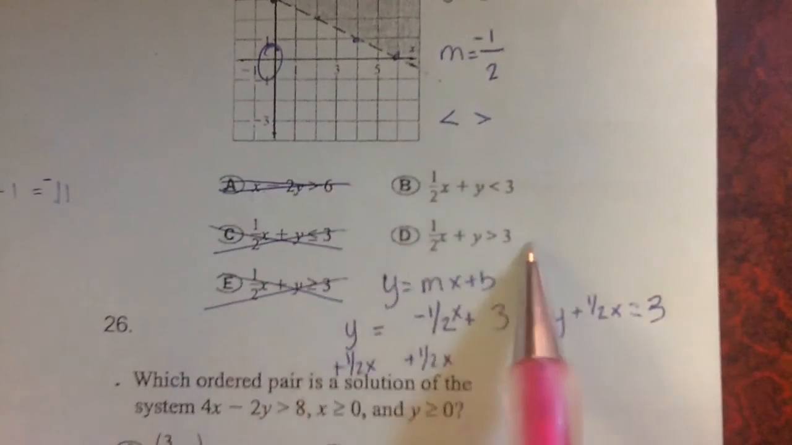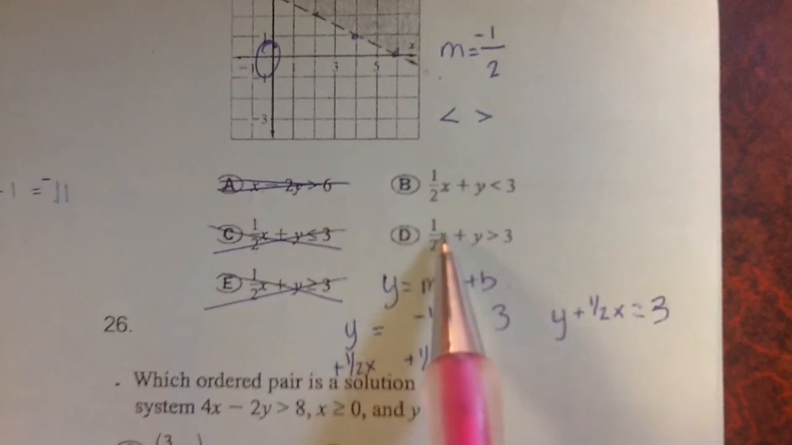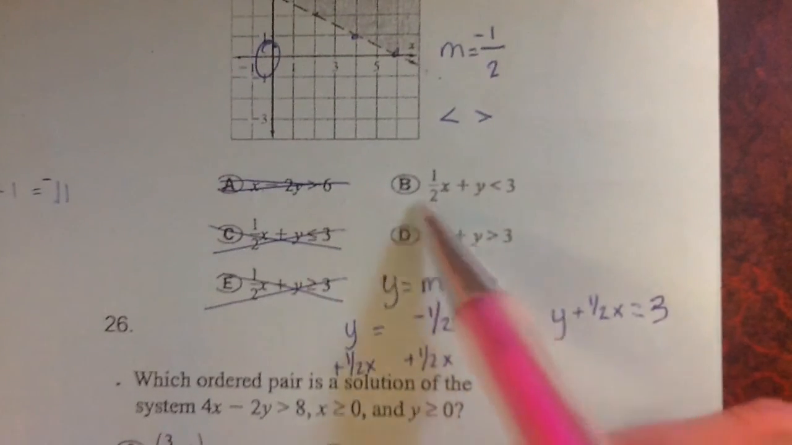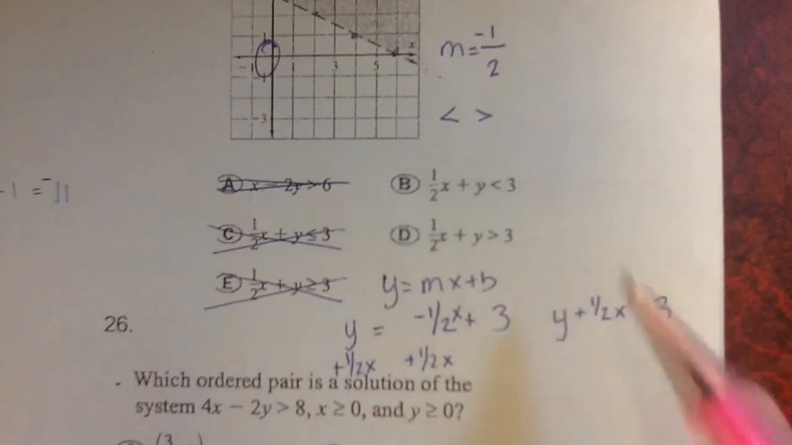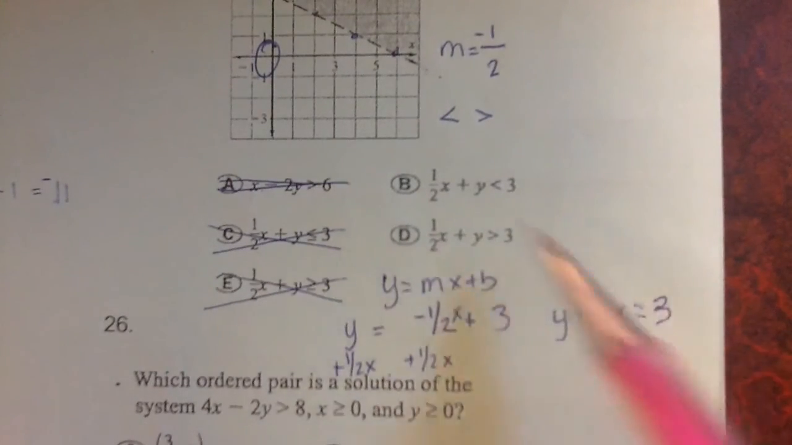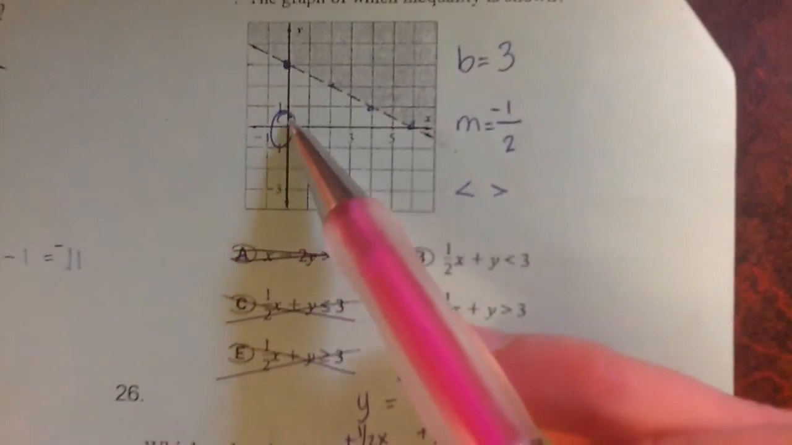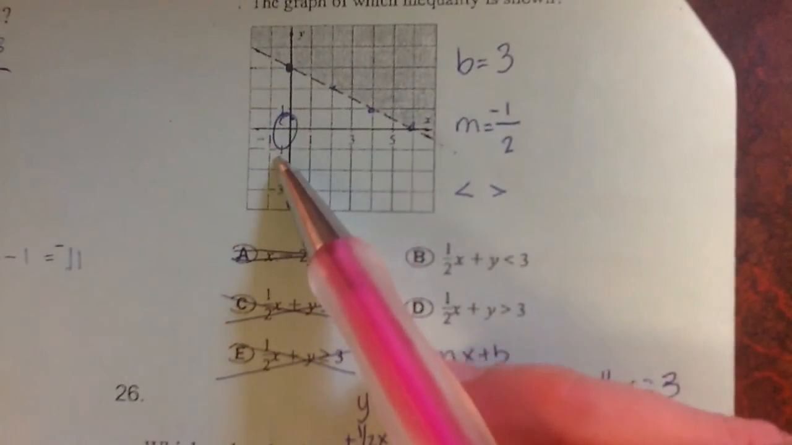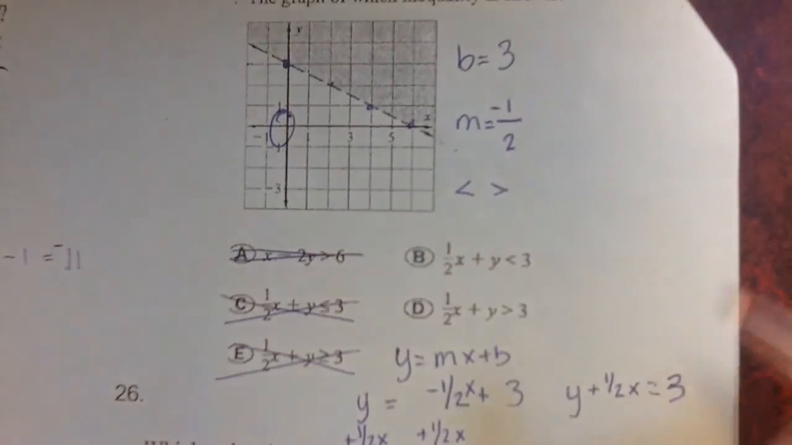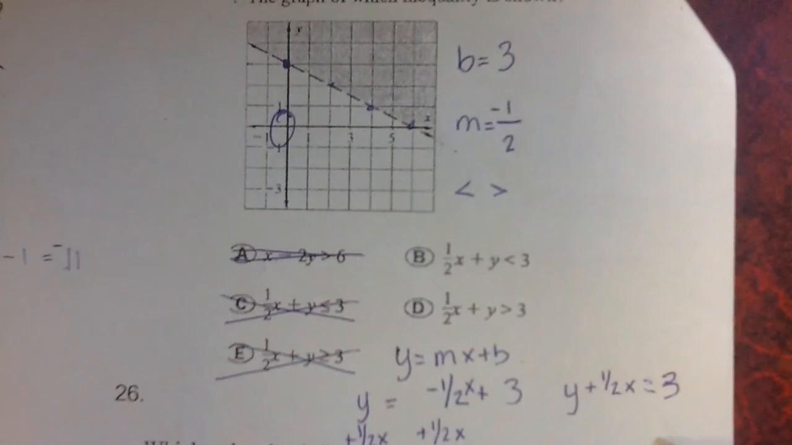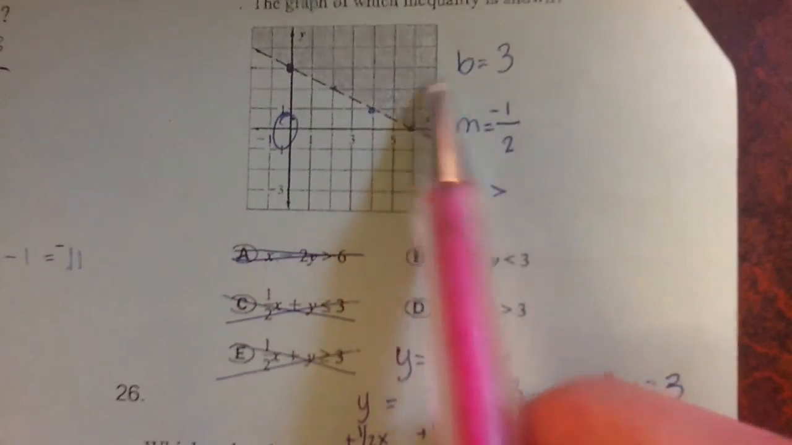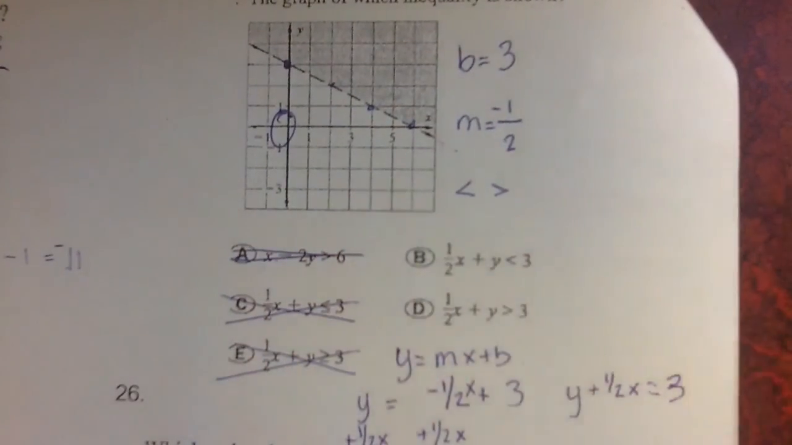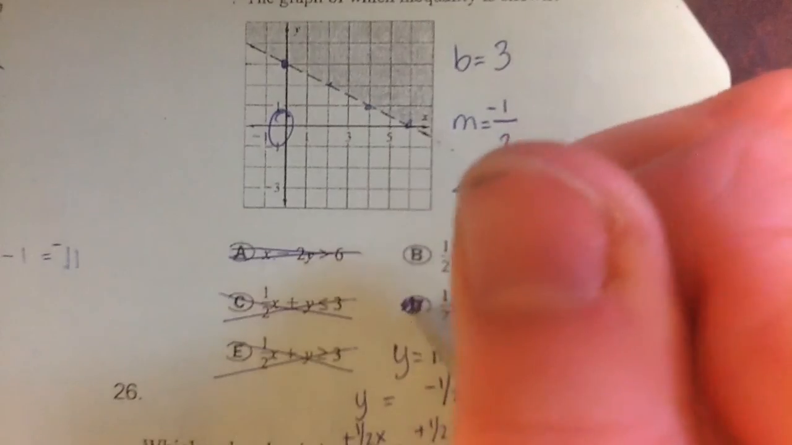So the only choice I have left now is this one, and if I plug in 0, 0, I have 1/2 x, which would be 0, plus another 0, and then it would say 0 is bigger than or equal to 3. But that is not true, and that's what I want to show. I want to show that 0, 0 is not shaded in. So the line is represented by this equation, and then to pick the symbol, I want to make sure that the parts that are shaded are going to make this equation true. So D would be the correct answer.